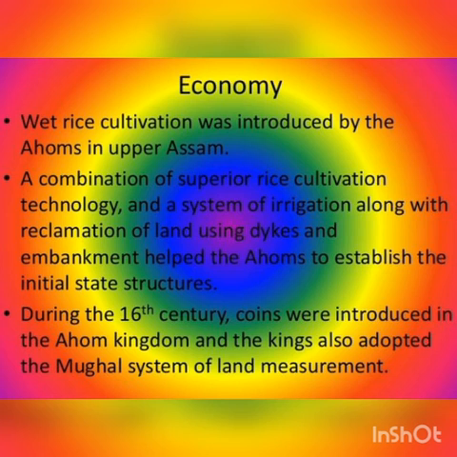Wet rice cultivation was introduced by the Ahoms in Upper Assam. A combination of superior rice cultivation technology and a system of irrigation, along with reclamation of land using dikes and embankments, helped the Ahoms to establish the initial state structures. During the 16th century, coins were introduced in the Ahom kingdom, and the kings also adopted the Mughal system of land measurement.